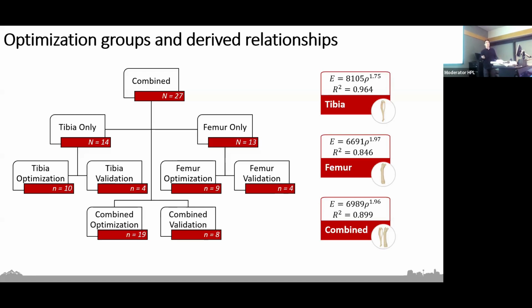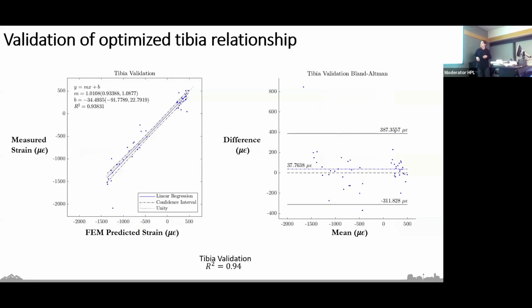But of course, what's more important is to see how these relationships perform on that validation set, the novel data that wasn't included in the optimization process. So I'll take us through that now. So this is the validation of the optimized tibia relationship. On the left-hand side, we have our linear regression, and we can see that it still performs quite well. We're able to explain again up to 94% of the variation in those experimental strain measurements.